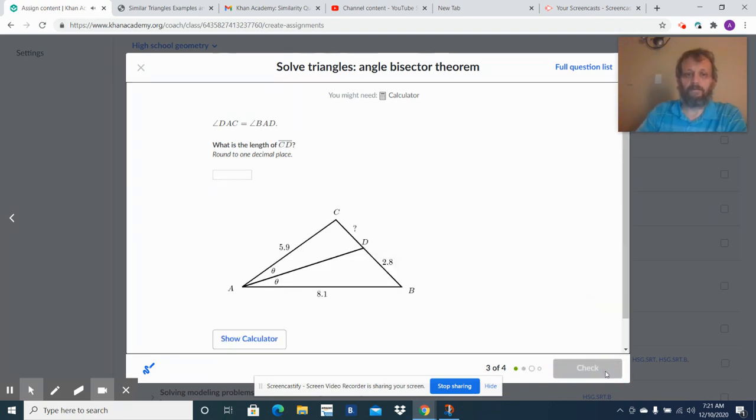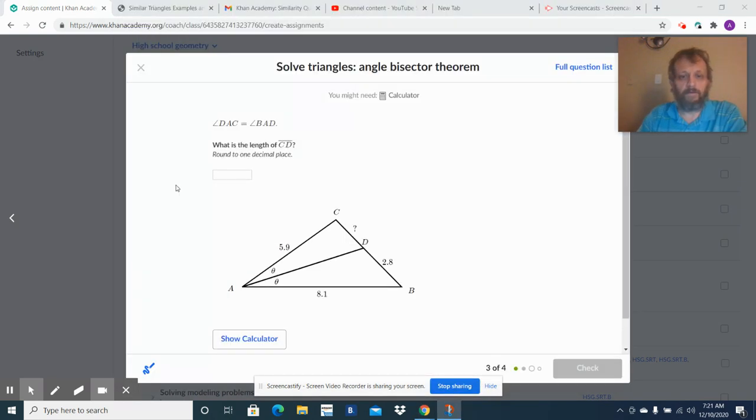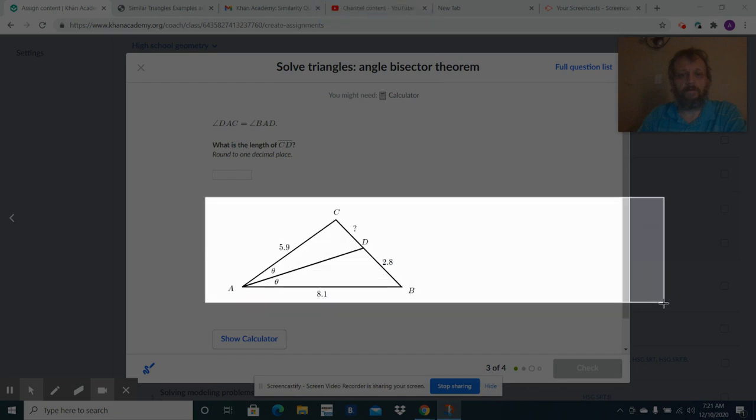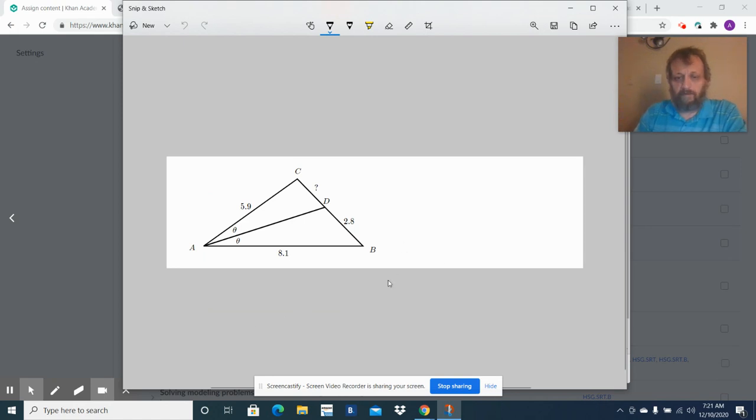There we go. Okay, same setup yet again. Again, we're going to come in, get myself a little picture here so I can draw on it. So we're going to go question mark is to 5.9. Now this time I'm not going to mess up. Question mark's on top, so 2.8 should be on top. They're in the same locations. They're both on the other side. And then the bottom's 8.1.